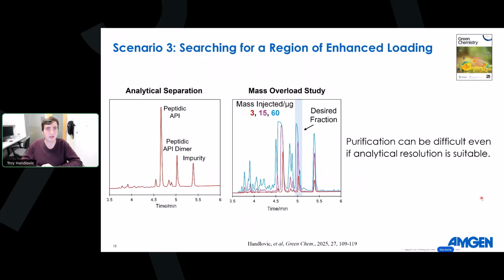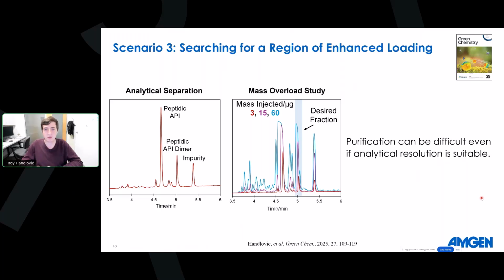And then the final scenario I want to discuss today is one that relates to preparative chromatography. So this was a sample that was sent to us from one of our sites in Asia, where they had a desire to isolate a peptidic API dimer to use as an analytical standard. The sample that they sent us had 3 main components: the peptidic API, the dimer, and an impurity, and they only wanted the dimer. And we were able to develop a method that separates the 3 main components easily in around 6 minutes from our standard screening protocol.